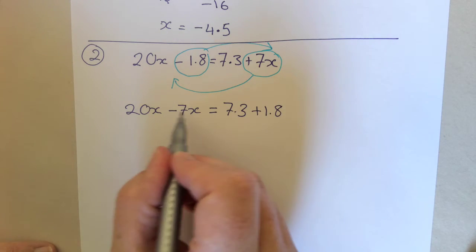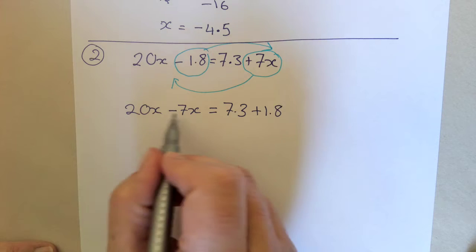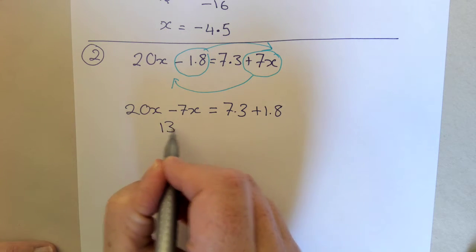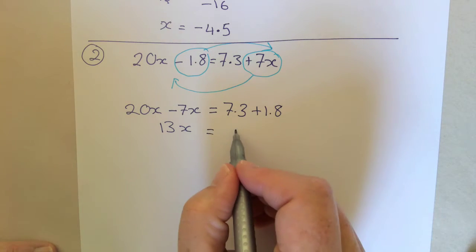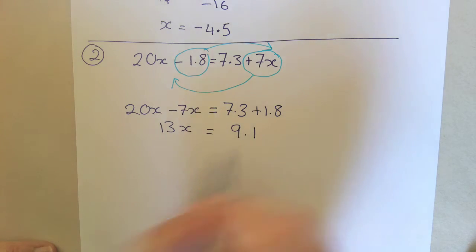So 20x take away 7x. So 20 take away 7 is 13, so that's going to leave me with 13x. And 7.3 plus 1.8 is going to be equal to 9.1.